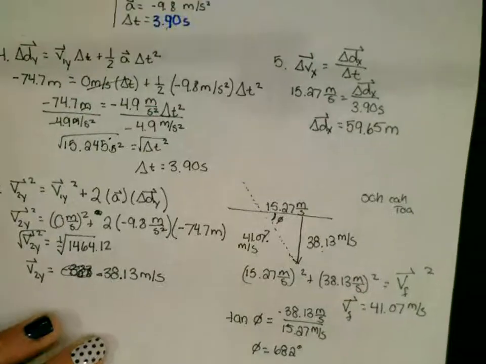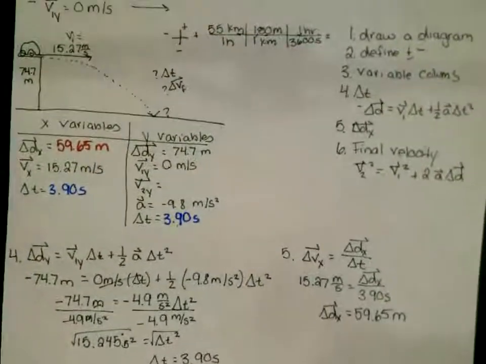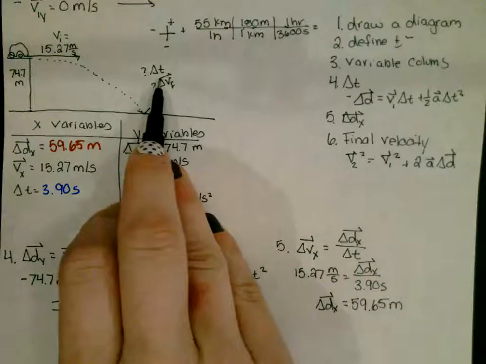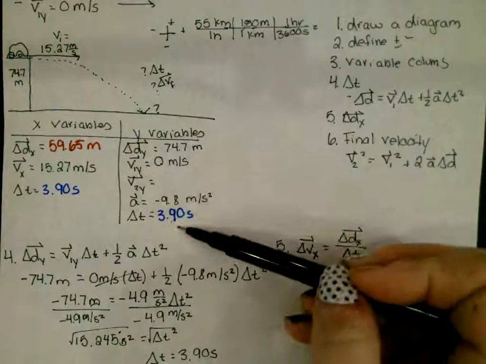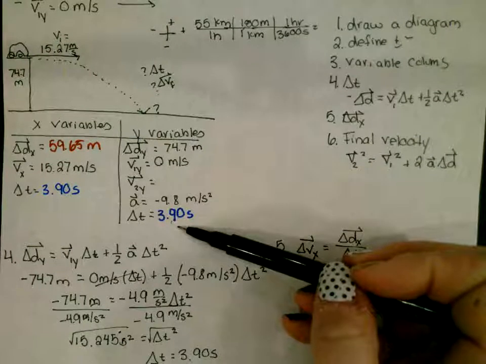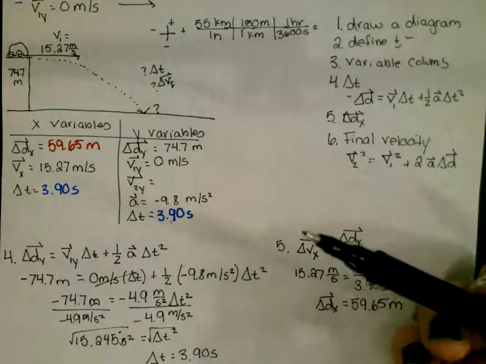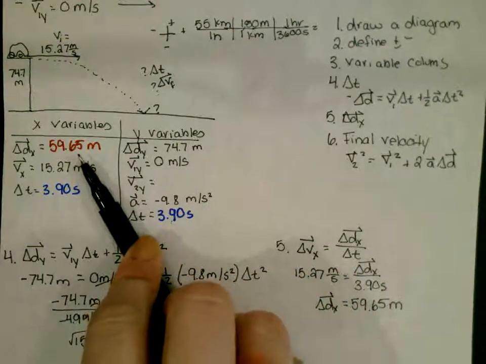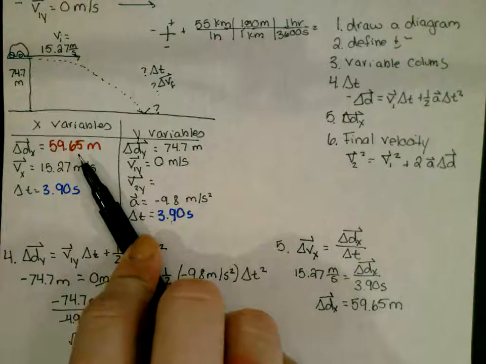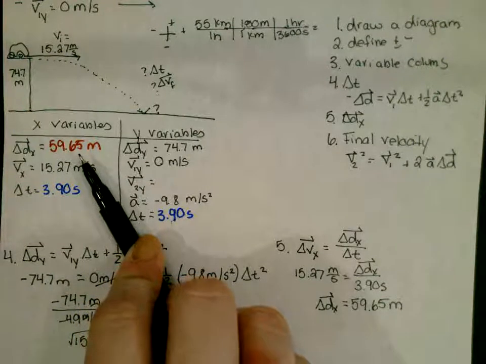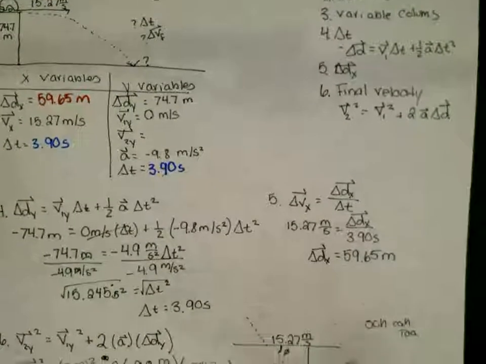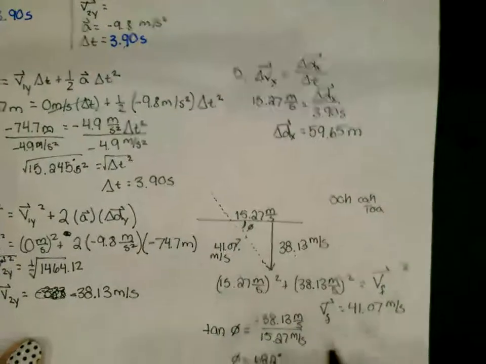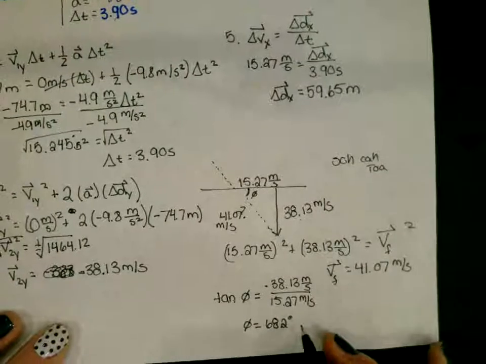My therefore statement for this problem would say, therefore, the stunt car's time of flight, which was the first thing we were looking for, is 3.90 seconds. It will land approximately 6.0 times 10 to the first meters away, and its final velocity is 41.07 meters per second, 68.2 degrees below the hill.